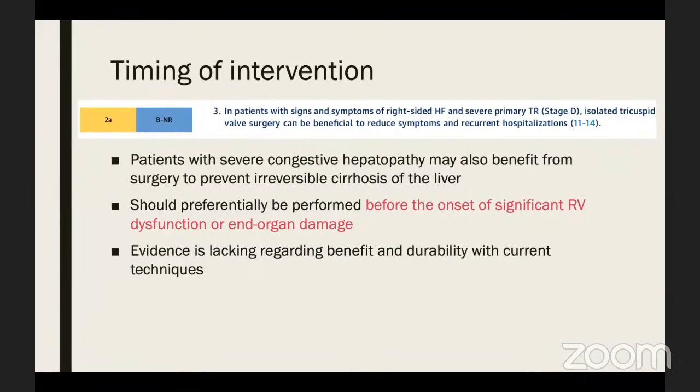All right, number 3, in patients with signs and symptoms of right-sided heart failure and severe primary TR, stage D, isolated tricuspid valve surgery can be beneficial to reduce symptoms and recurrent hospitalizations. This is class 2A-B. So this can be done in patients with severe congestive hepatopathy. They might benefit from surgery to prevent irreversible cirrhosis of the liver. If it were to be done, it should be preferably done before the onset of significant RV dysfunction or end organ damage. And again, the evidence is lacking regarding benefit and durability of surgery in this case with the current techniques.